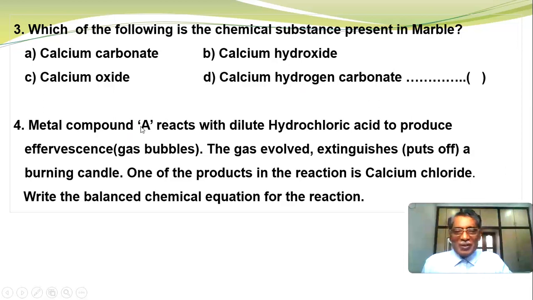Question 4. Metal compound A reacts with dilute hydrochloric acid to produce effervescence, that is gas bubbles. The gas evolved extinguishes, that is puts off, a burning candle. One of the products in the reaction is calcium chloride. Write the balanced chemical equation for the reaction.